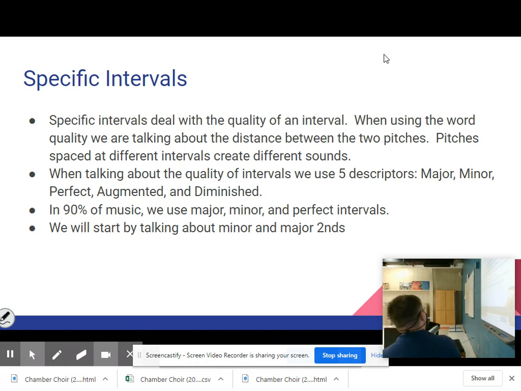When using the word quality, we're talking about the distance between the 2 pitches. Different pitch spacings create different intervals and different sounds. So it's the difference between this and this. We use specific intervals to give a name or a quality to that pitch.